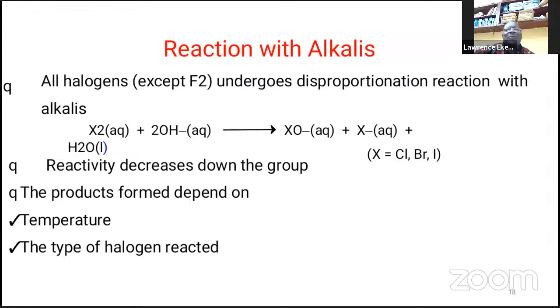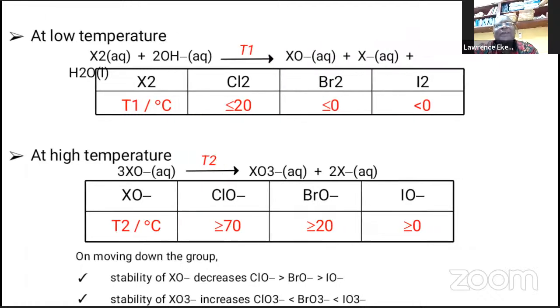Whenever halogens react with the alkalis, the product that is formed in the disproportionation reaction depends on the temperature of the reaction, and it depends on the type of halogen that is reacting. Remember, like we've mentioned, the reactivity decreases down the group. So at low temperature, you will see the reactions that take place, while at high temperature, you will also see the reactions that take place at these points.